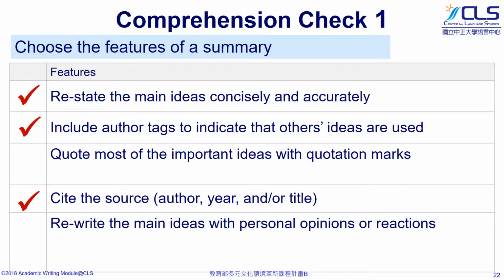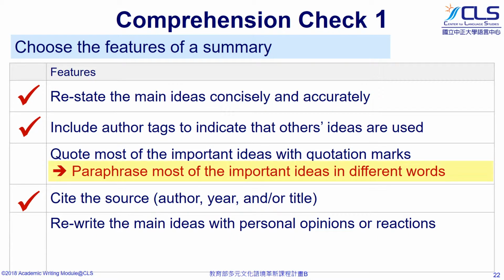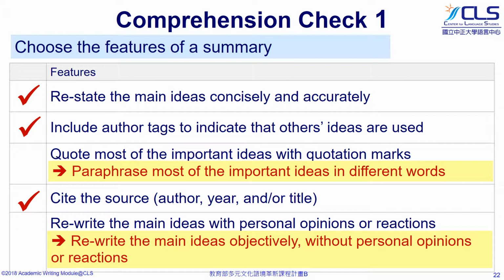Include author tags to indicate that others' ideas are used and cite the source. Instead of quoting most of the important ideas with quotation marks, we should paraphrase most of the important ideas in different words. And we should rewrite the main ideas objectively without personal opinions or reactions.